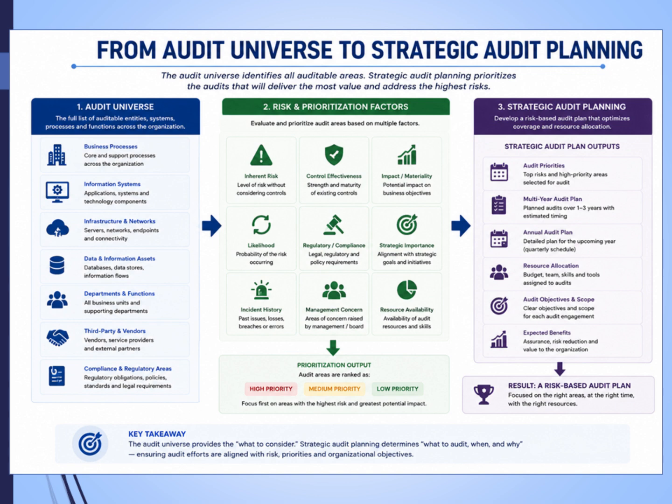High-risk and high-impact areas are prioritized for more frequent and detailed audits, while lower-risk areas may be reviewed less often. The outcome is a strategic, risk-based audit plan that defines what will be audited, when audits will occur, the resources required, and the objectives of each engagement. This ensures audit activities remain aligned with organizational goals, risk exposure, and available resources while delivering the greatest value to the business.